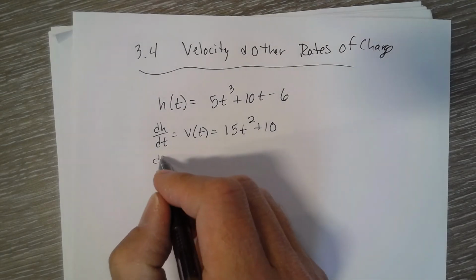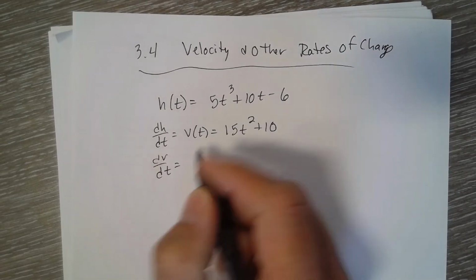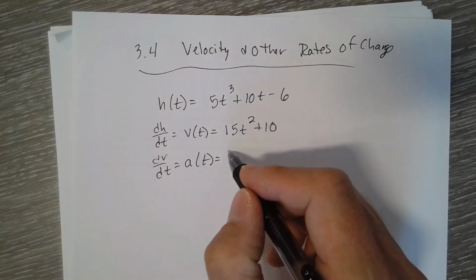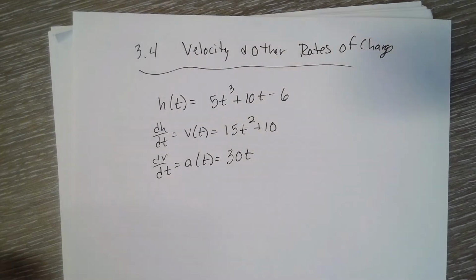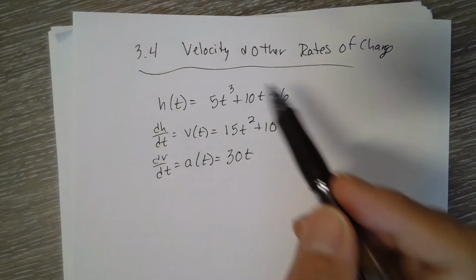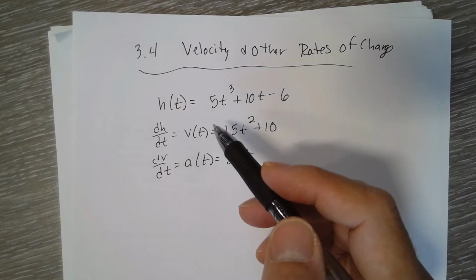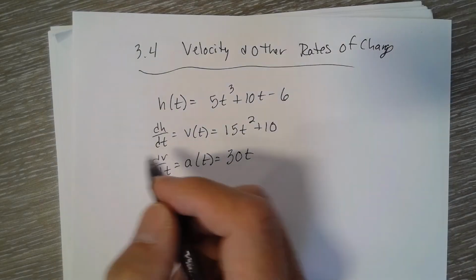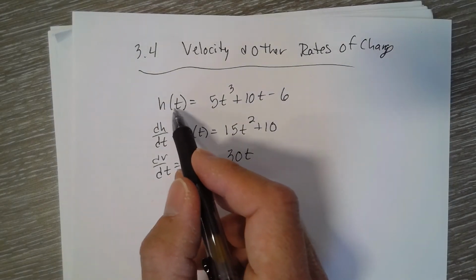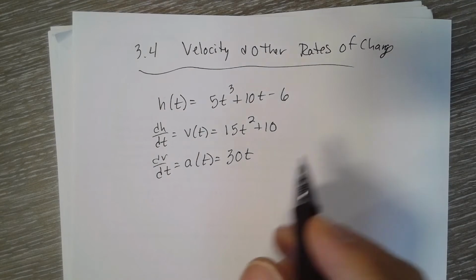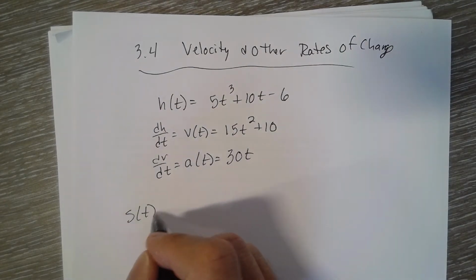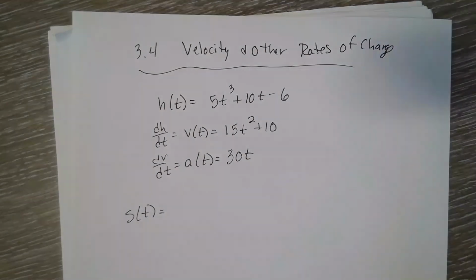If I want to find dv/dt, that would be the acceleration. In this case it would be 30t. So the derivative of height is velocity, the derivative of velocity is acceleration. So the second derivative of h would be the acceleration. You'll see h sometimes, but more often you'll see s of t, and that's the position.